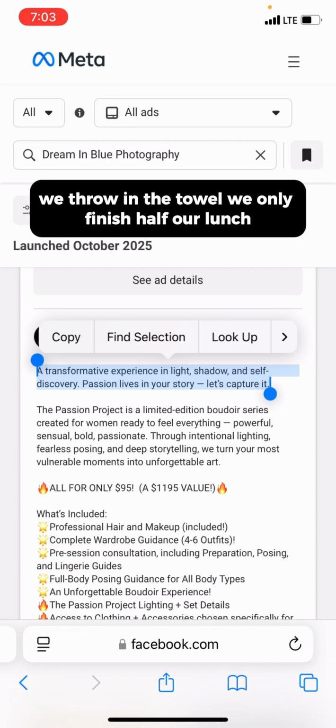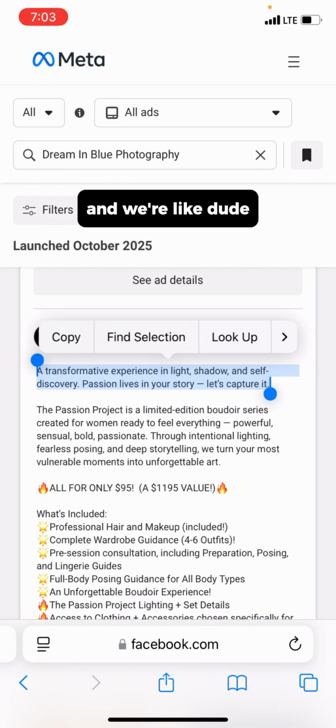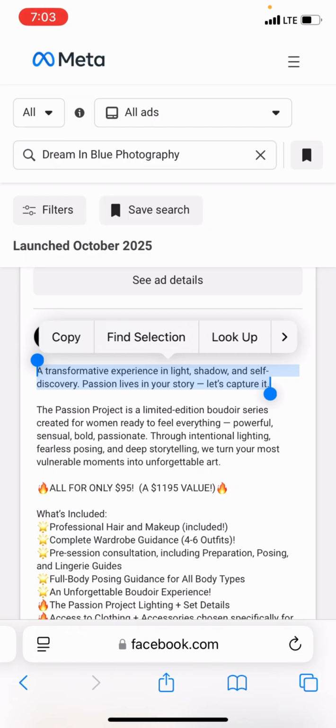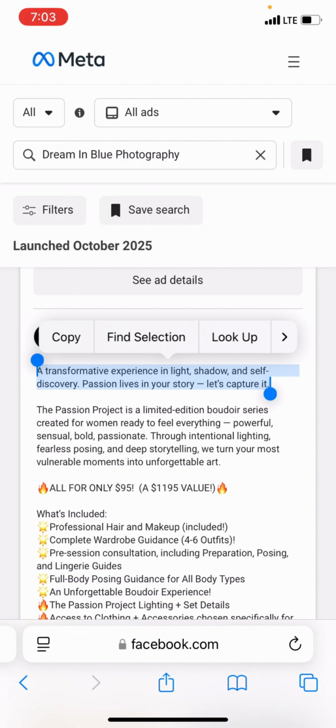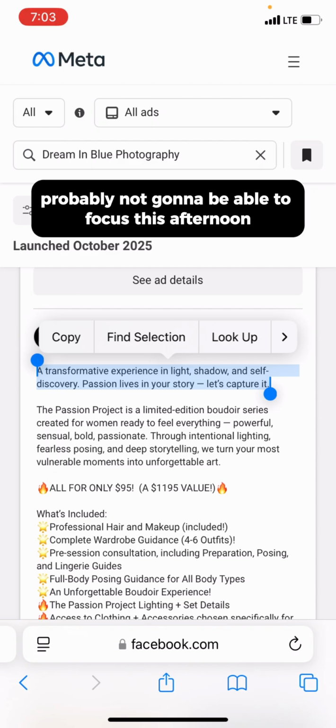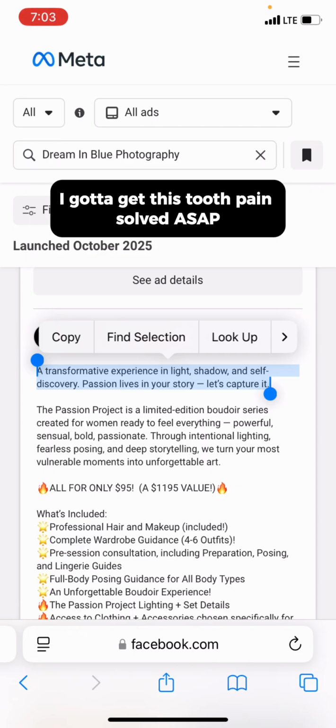And we throw in the towel. We only finish half our lunch, and we're like, this is terrible. I can't even focus on what I'm working on during the day today. I'm probably not going to be able to eat dinner, probably not going to be able to focus this afternoon, probably not going to be able to sleep. I gotta get this tooth pain solved ASAP.